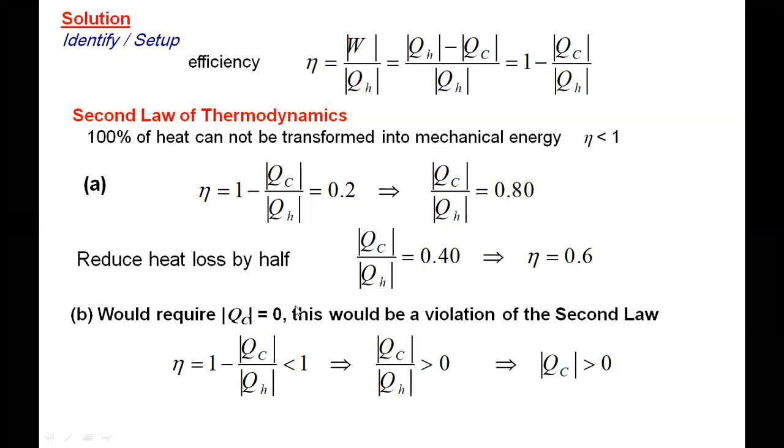Recovering all of it would require QC magnitude equal to 0. This would be a violation of the second law. Then the efficiency equals 1 minus QC over QH, which is less than 1. This leads to QC over QH greater than 0, and QC greater than 0.